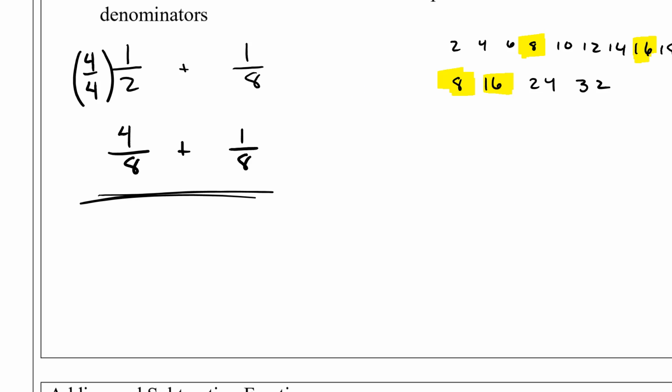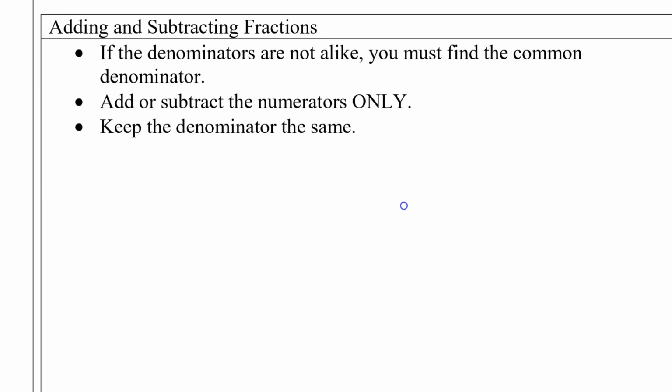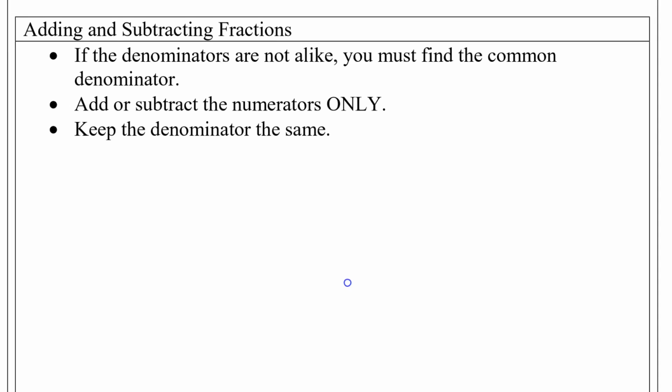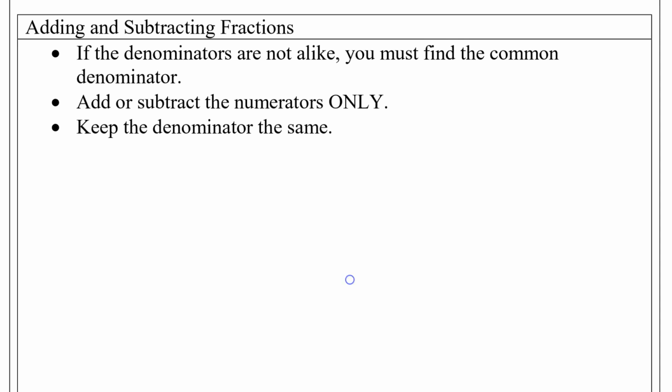But I kind of jumped the gun a little bit. Let's go over the rules for adding and subtracting fractions. If the denominators are not alike, you must find the common denominator. Add and subtract the numerators only, so just the top ones, and keep the denominator the same.